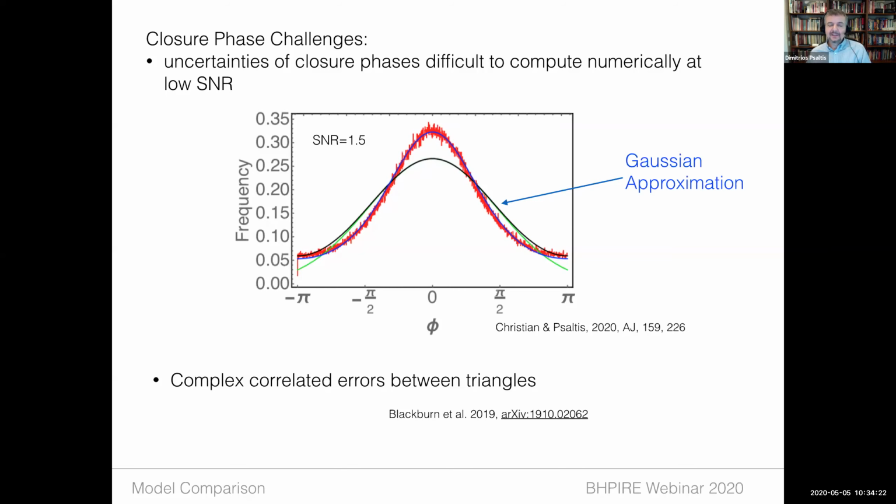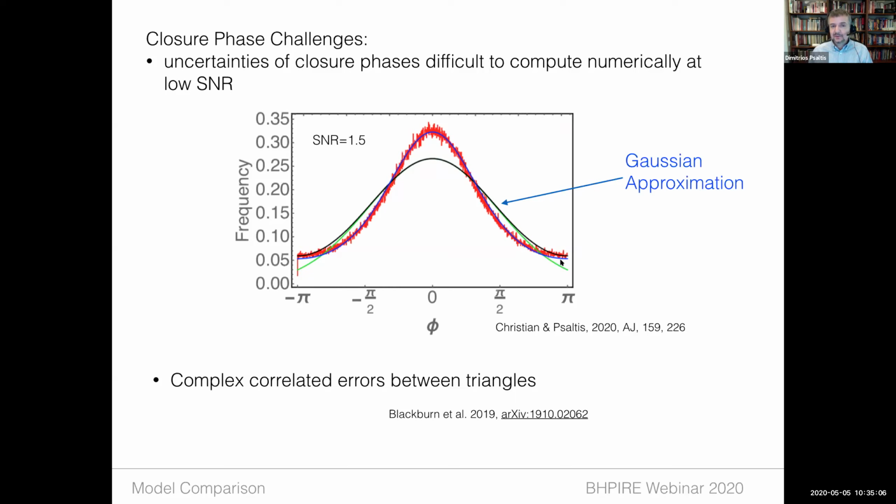And to give you an idea of how they look, this is not a closure phase. This is the phase of one of the three baselines of the triangle, and you actually have to convolve numerically three of them. Signal to noise ratio of 1.5, low signal to noise ratio. The red line is a Monte Carlo simulation of what the uncertainties in that single phase are. And the green and the black lines are the Gaussian approximations to the phase for that signal to noise ratio. And you see the width and the shape of the Gaussian approximation at low signal to noise ratios are very inadequate. At the limit of very high signal to noise, they both match.